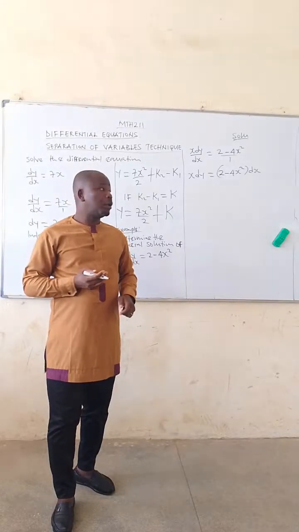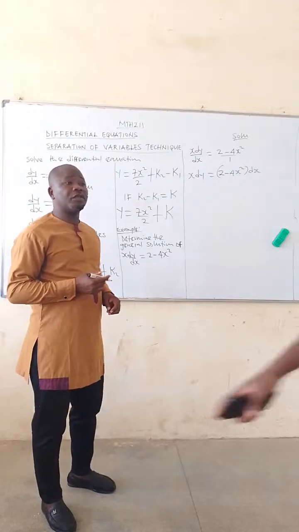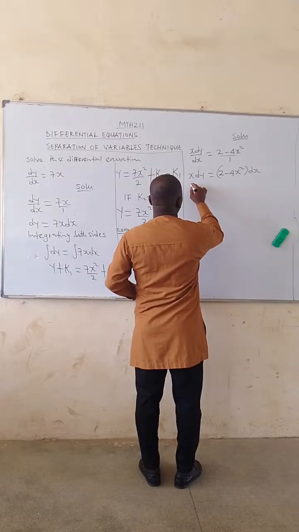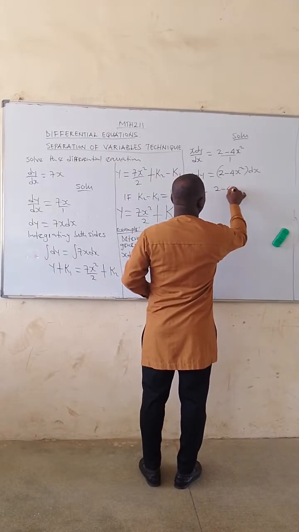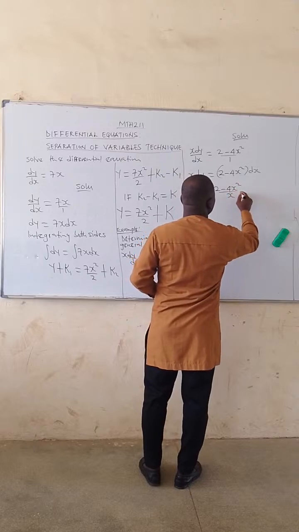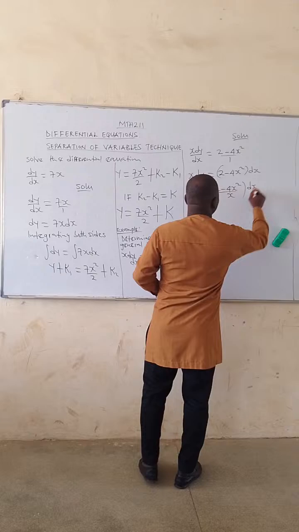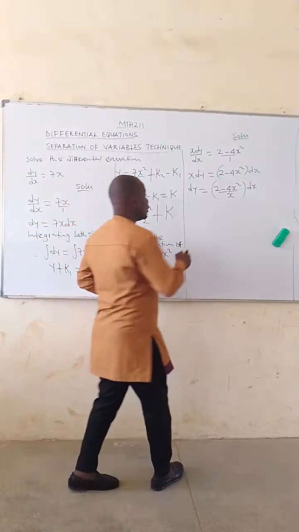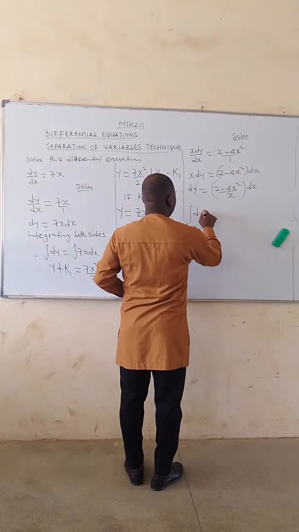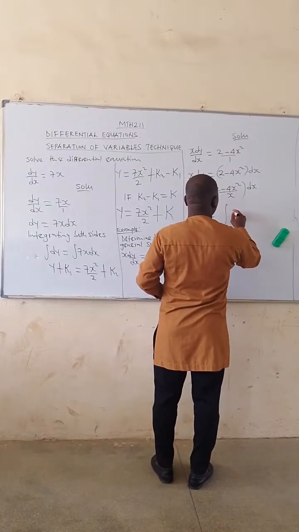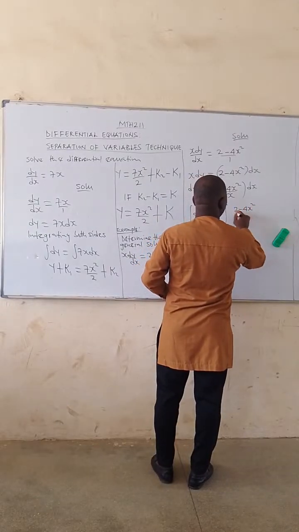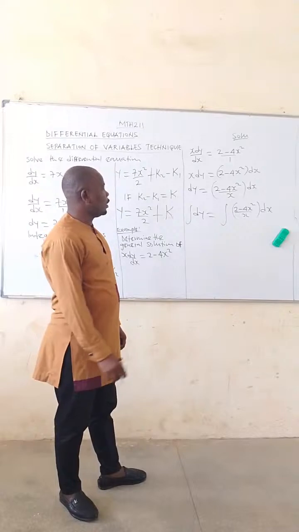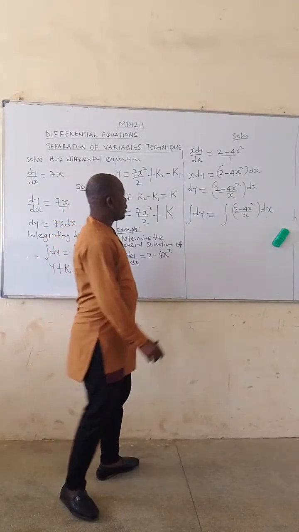What are you going to do again? Integration on both sides. Yes, we divide both sides by x. If we divide both sides by x, we are going to have dy equals 2 minus 4x squared over x dx. Then we integrate both sides, so integral dy is equal to integral of 2 minus 4x squared over x dx. True or false?